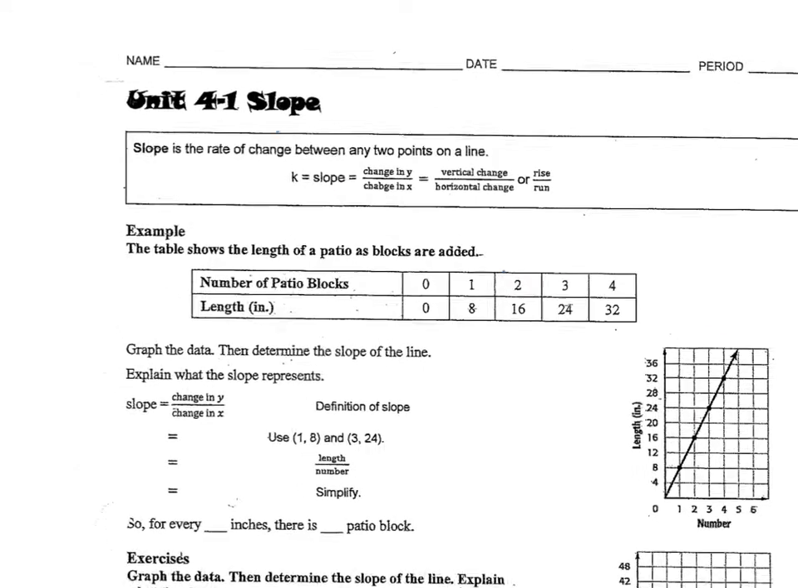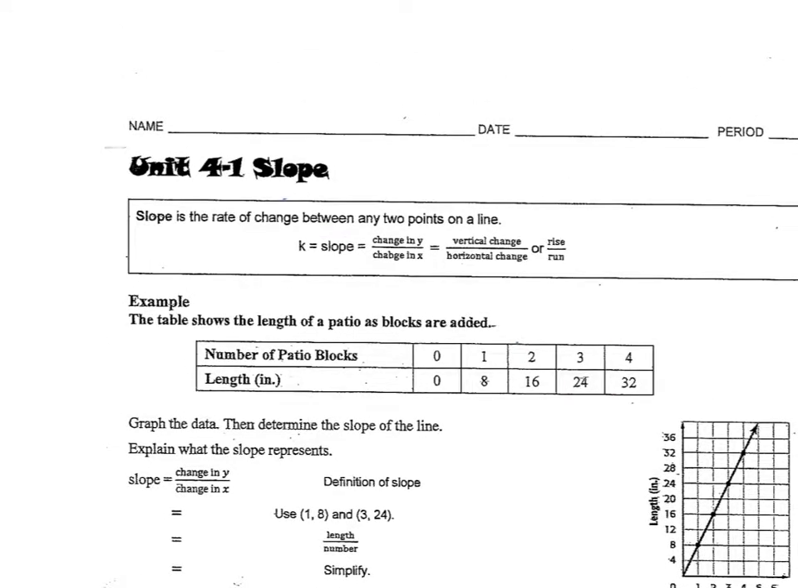When you see the word slope, you probably automatically think of a ski slope. So think about like a hill going up and going down maybe. That's kind of what you're going to see on your graphs when we talk about slope.